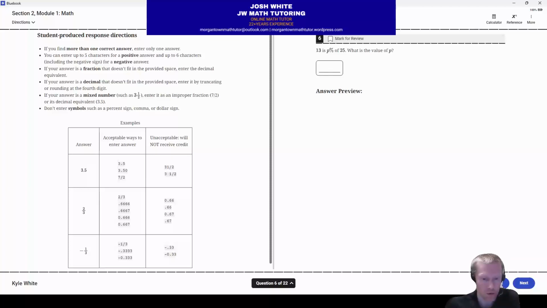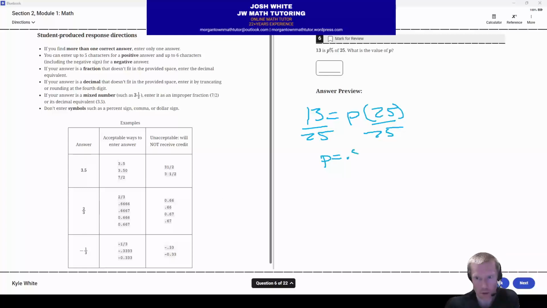So there's multiple ways you could set this up. You could go 13 equals p% of 25, okay? p times 25. And then, to solve this, you just divide by 25 on both sides. So you do this out, it just comes out to 0.52. That's the percentage represented as a decimal. So therefore, the actual answer we fill in, because this is equal to 52%, is just going to be 52.